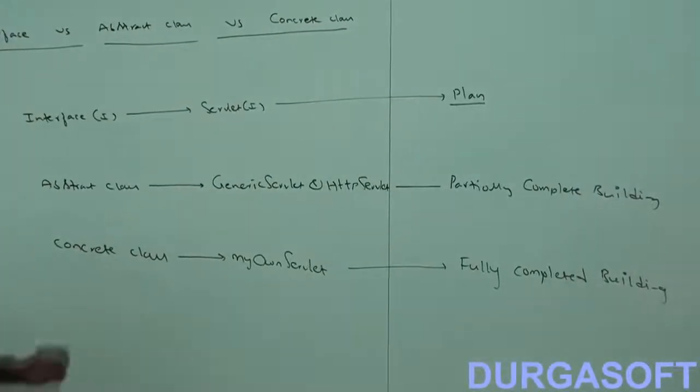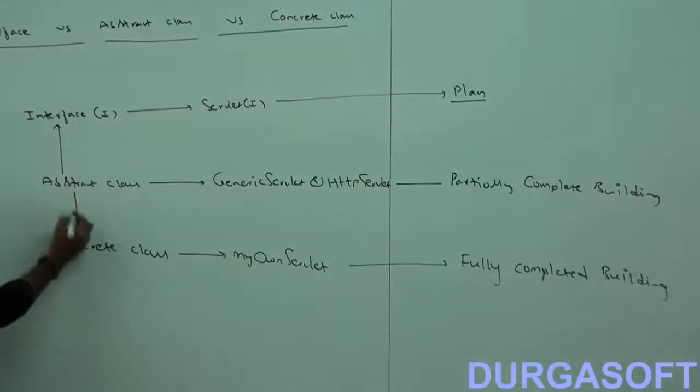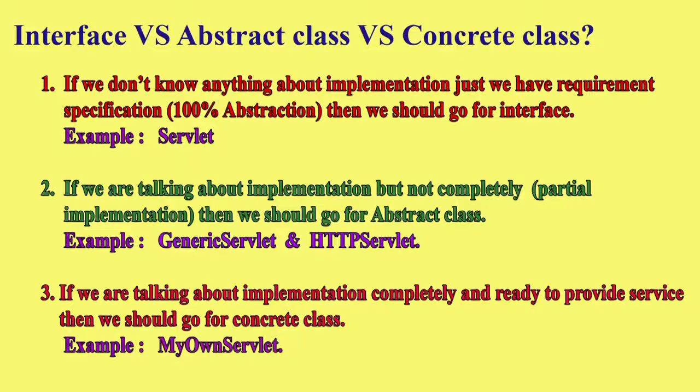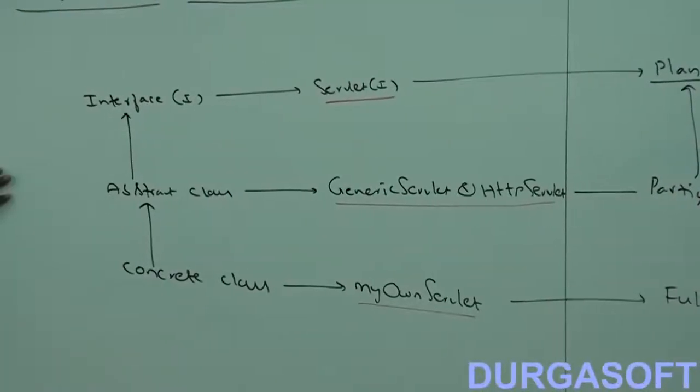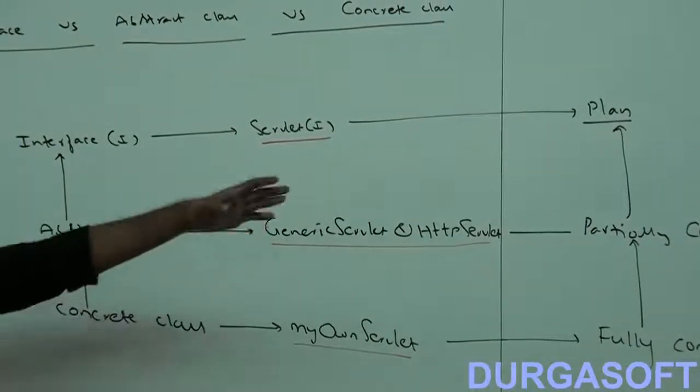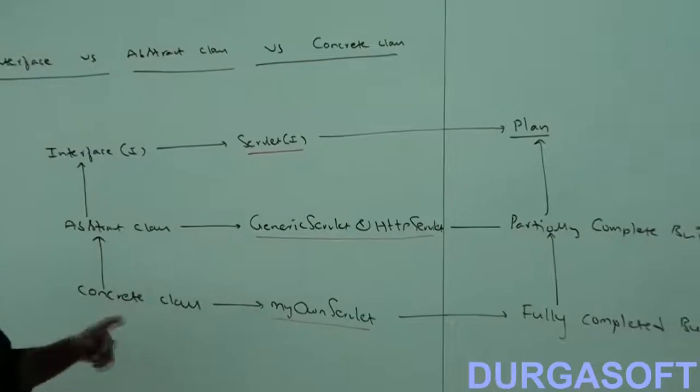So when we should go for interface concept and when for abstract class concept, I hope you understand clearly. I hope it is clear to all of you. Interface is just like a plan. Abstract class is just like a partially completed building. Concrete class is a fully completed building.